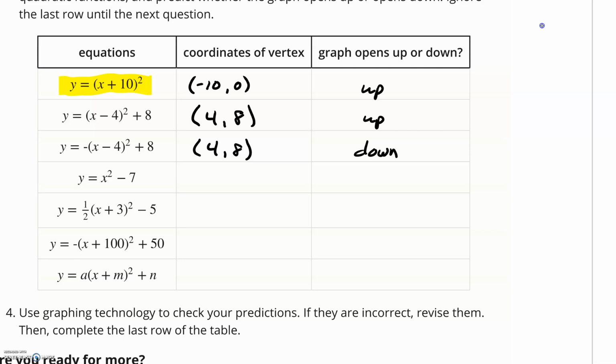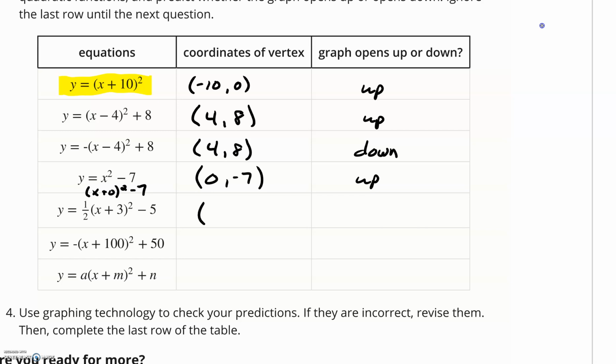This next one can be a little bit tricky. This x squared we can think of as x plus 0, the quantity squared, and then the minus 7. So the x value of the vertex is a 0. The y value of the vertex is whatever's on the outside. It's a negative 7. Does this graph open up or down? It's positive in front, so this graph opens up.